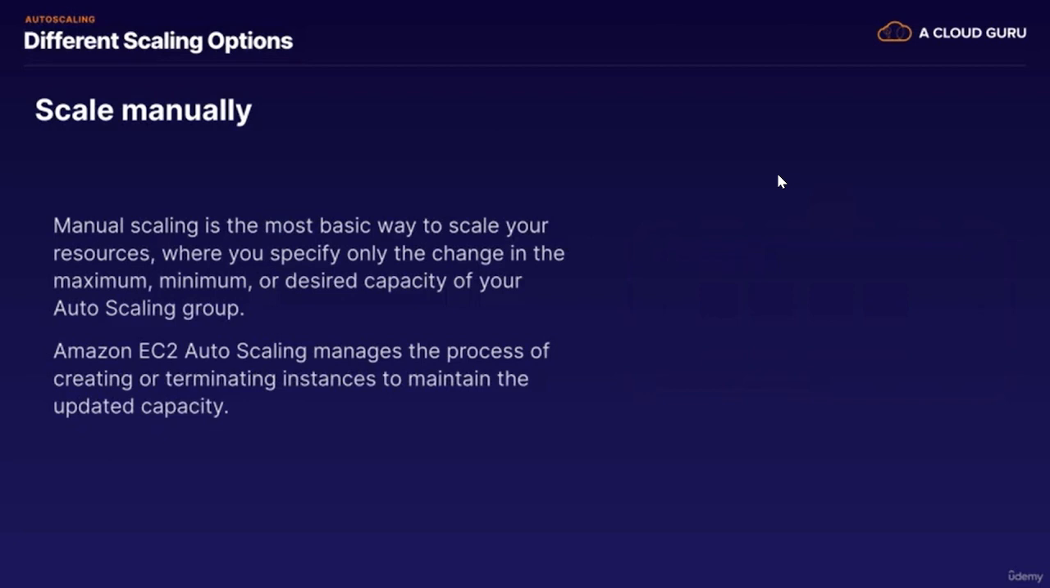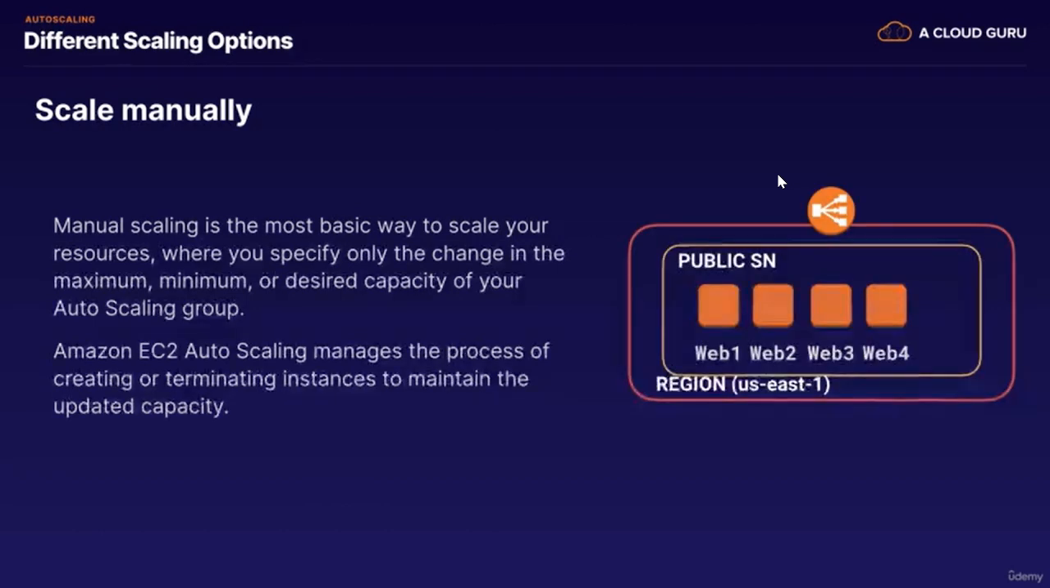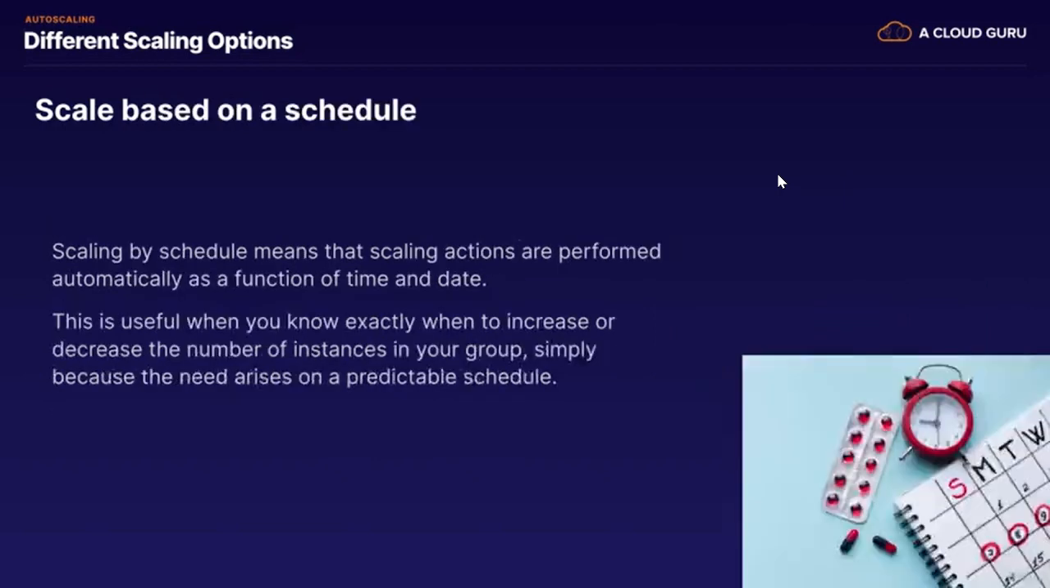We then have scale manually, and manual scaling is the most basic way to scale your resources, where you specify only the change in the maximum, minimum, or desired capacity of your auto-scaling group. So in this example, we've got 4 web servers, and we might say, hey, I want only 3 web servers. So let's scale down to 3 web servers. And so Amazon EC2 Autoscaling manages the process of creating or terminating instances to maintain the updated capacity. You might want to scale down to 2 instances, etc.